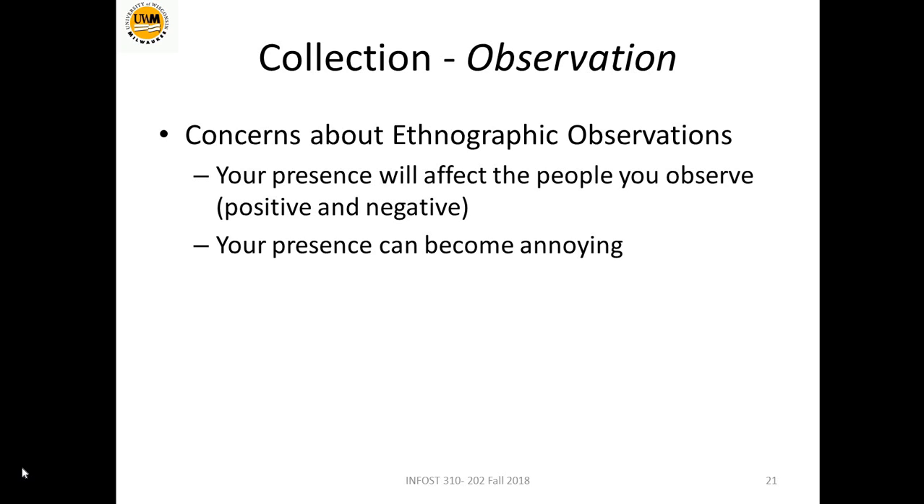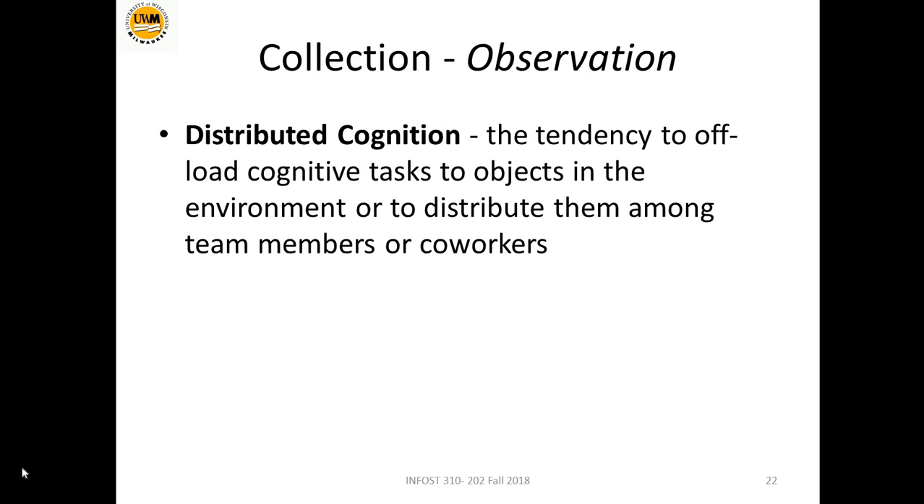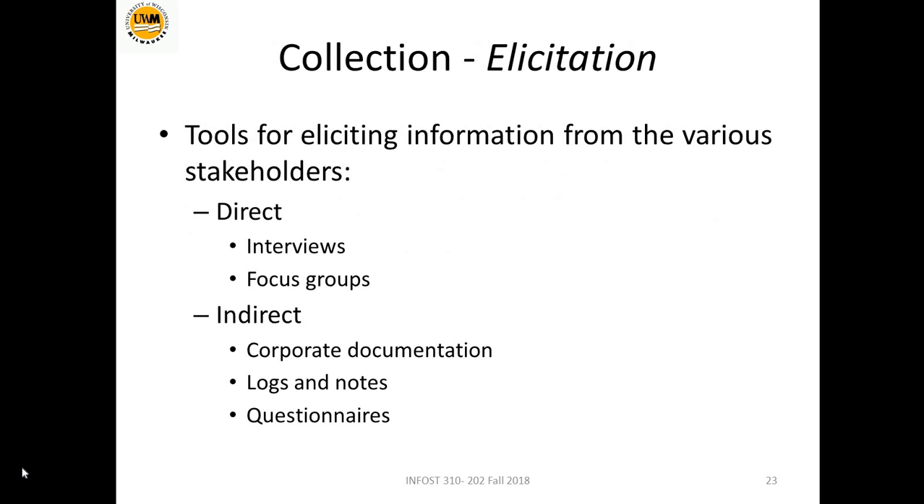Concerns about direct observation: our presence might affect the people positively or negatively, or they will act in a way that is not in line with what they do naturally, or our presence might become annoying. We also need to pay attention to distributed cognition, which is the tendency to offload cognitive tasks to objects in the environment or to distribute them among team members or co-workers. How is it done? How are the tasks distributed? How do they work together cognitively?